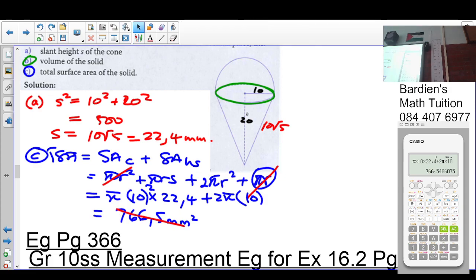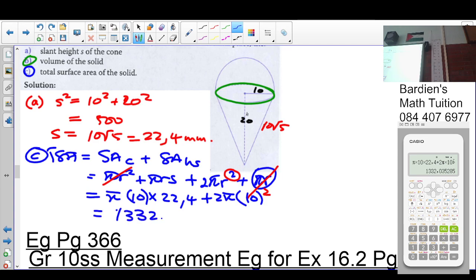Oh, I see, I see. This square must come here. Yeah. Okay. Thus, 1332.0.4 centimeters or millimeters.